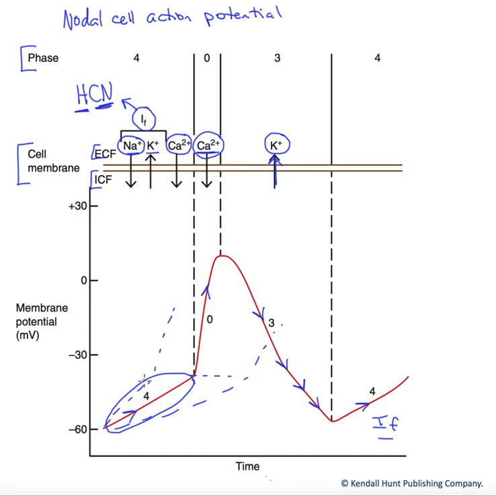If we steepen the pre-potential phase, we have a faster heart rate, sympathetic output. If we decrease that slope through reduced funny current, we would of course have a slower heart rate. That would be indicative of parasympathetic output. And again, we'll talk more about the cardiodynamics a little bit later.